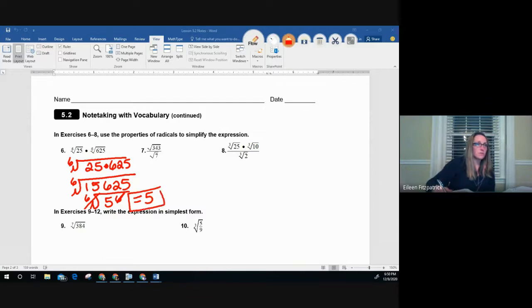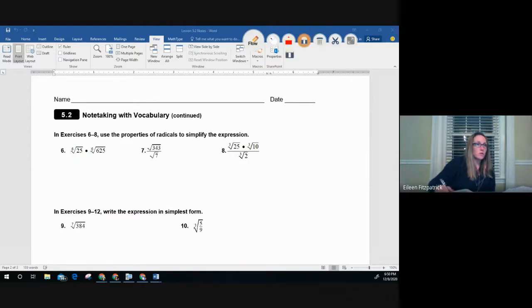Right, for number 7, they are both under square roots, right? Square root of 343 over square root of 7. So I can rewrite this as the square root of 343 over 7. I'm doing that because they're not perfect squares, so I couldn't simplify them the way they are. But is 343 divisible by 7? It is. It's just the same thing as the square root of 49. The square root of 49 is simply a 7. All right, so that's 7.